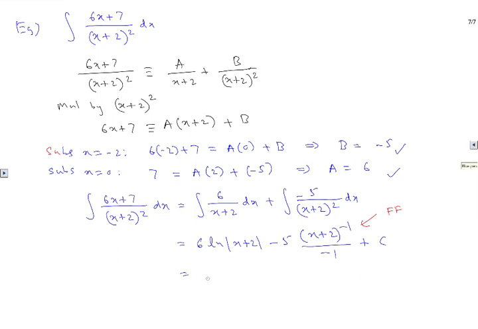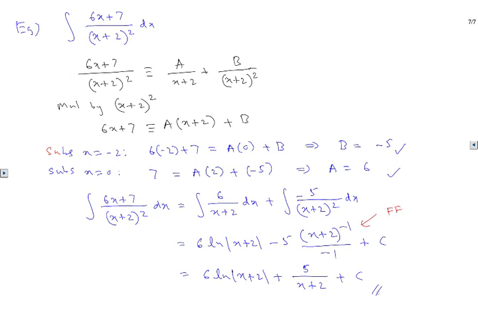It's going to be 6 ln x plus 2. Okay, so it's very important, it is plus 5 over x plus 2 plus c. So that's the final answer.